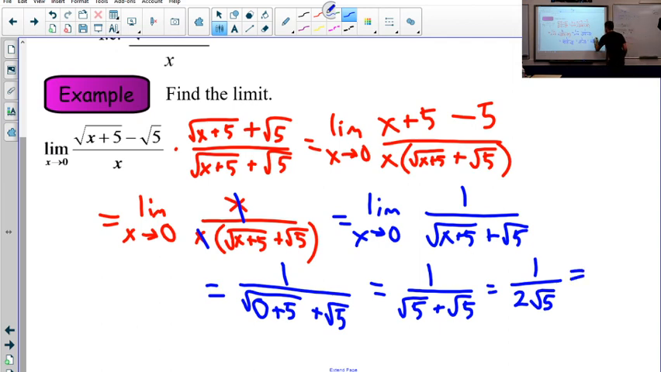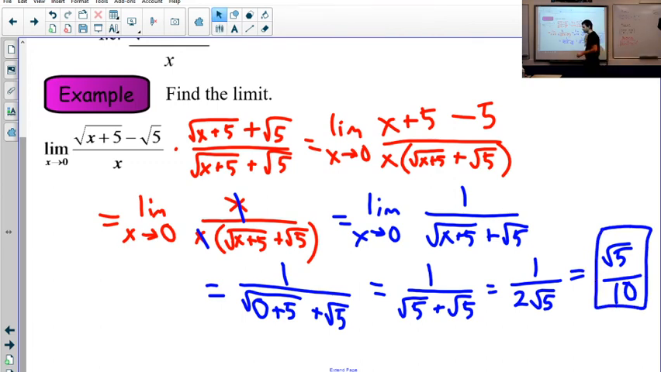And then some people were insisting that that square root get out of the bottom. And so if you want to do that, that would be multiply top and bottom by square root of 5. So we have square root of 5 on top. Then we have 2 times 5 is 10. And that's our limit of that one.